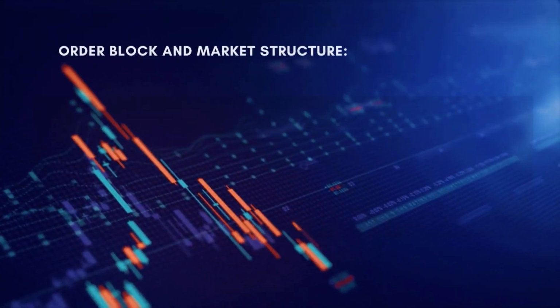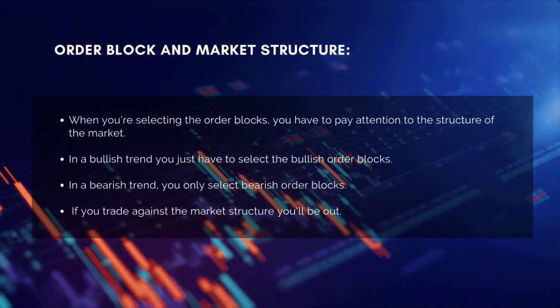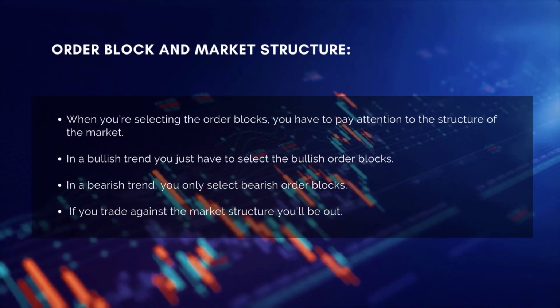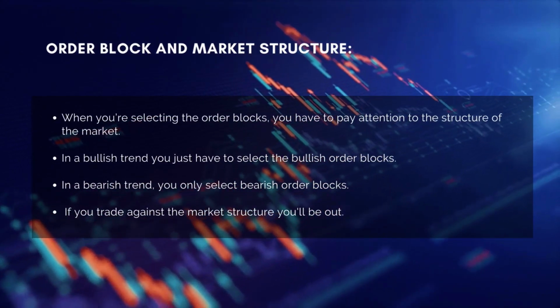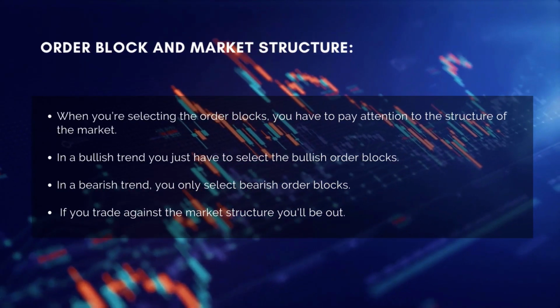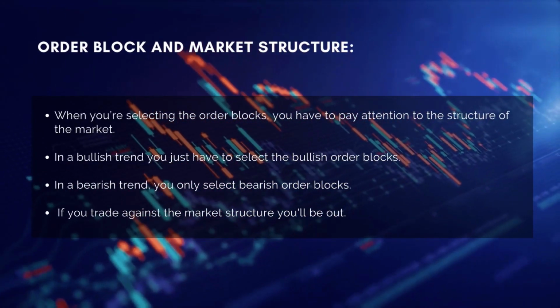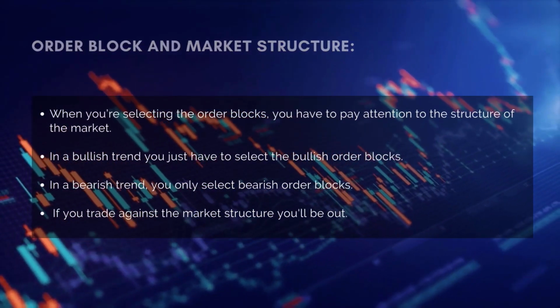Order block in market structure. When you are selecting the order block, you have to pay attention to the structure of the market. When the trend is bullish, you just have to select the bullish order blocks. The same for a bearish trend. You only select a bearish order block. If you trade against the market structure, you'll be out.